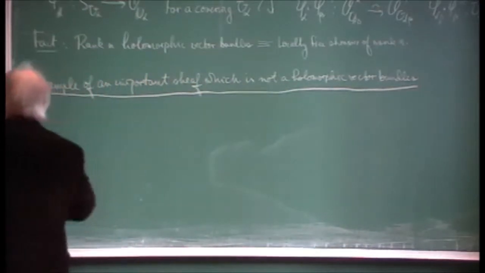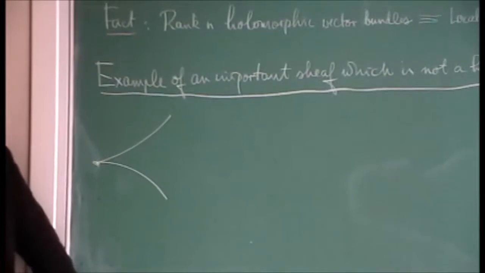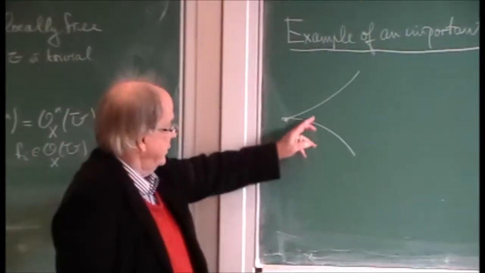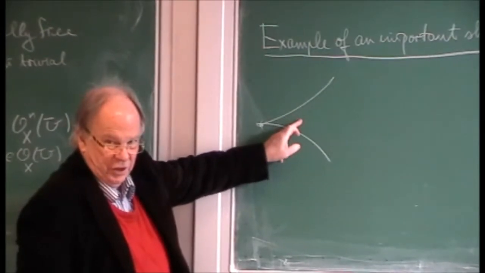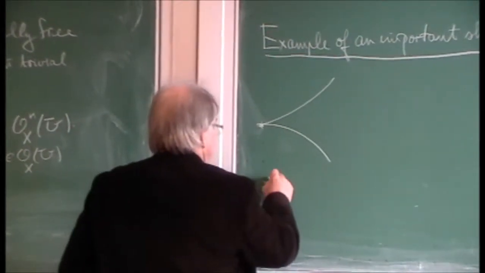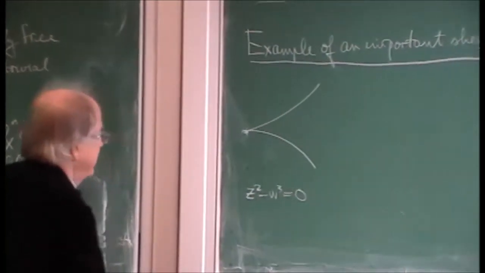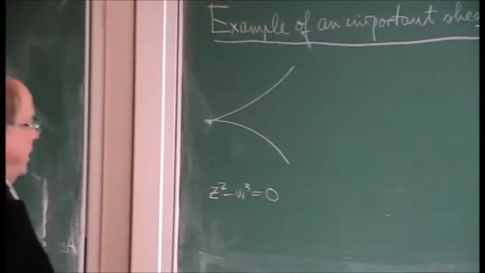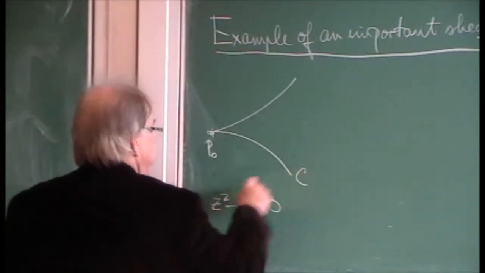Namely, let's look at a singularity, and let's look at the tangent bundle of this curve. For example, let's take a precise curve, something like this. This is a simple-minded curve in C2, and this is the origin. So I'll say P0. And this is the curve C.